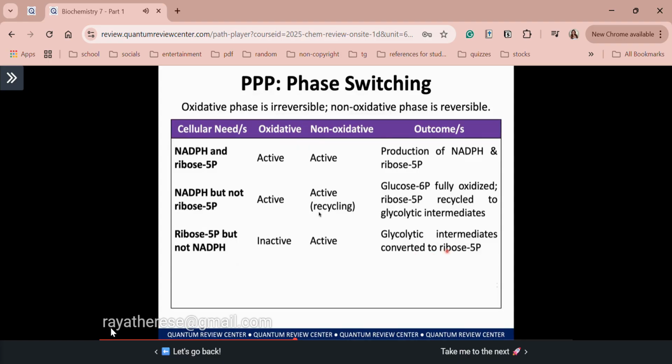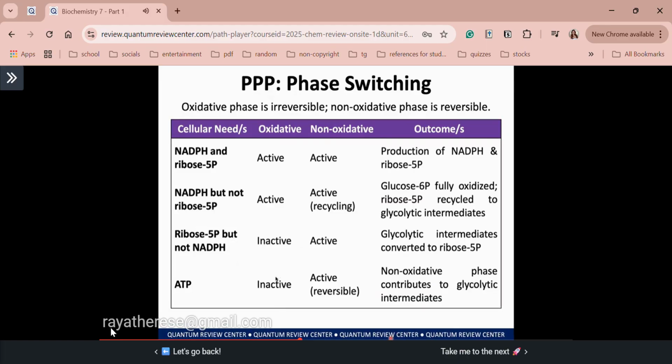Class, we have a fourth condition. Now, when the cell really needs a lot of ATP, you can see the oxidative phase is still inactive because again, we do not need that NADPH. As you can see here, class, the trend is that only when the cell needs NADPH is the oxidative phase active. Now, for our fourth condition, only the non-oxidative phase is active in our PPP, particularly the reversible or reverse reaction. So here, your non-oxidative phase contributes to glycolytic intermediates. Sir, that's the same reason as our second condition. Yes, here we are going to convert your ribose 5-phosphate to glycolytic intermediates so that we can generate ATP and pyruvate for your TCA and electron transport chain. Class, again, please remember the phase switching. It was a question in last year's board exam.